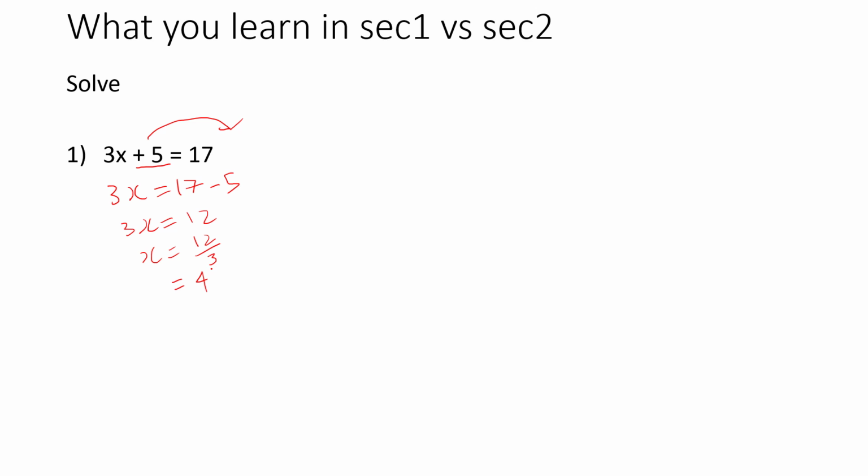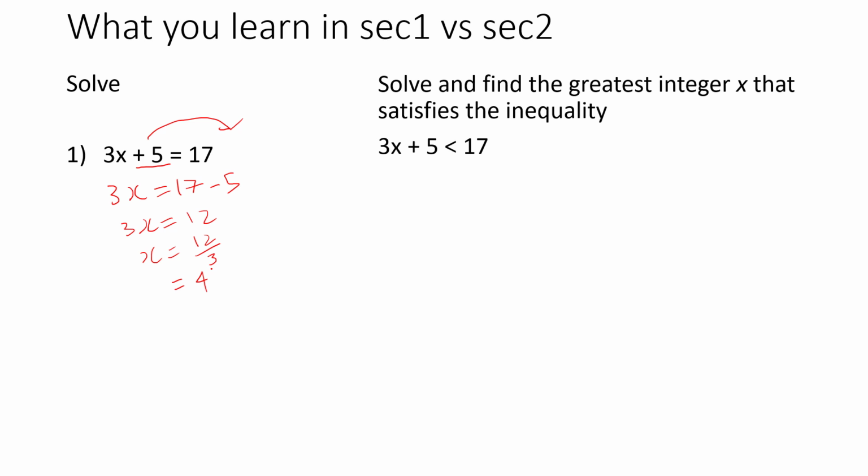How about inequality? So this is the example that I'm going to give. 3x plus 5 is less than 17. So I will have 3x, then it is smaller than 17 because I would have moved the plus 5 over and make it into minus 5. So the rest of the steps are actually just the same. You will have 4 down here.